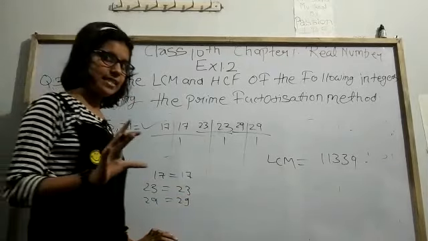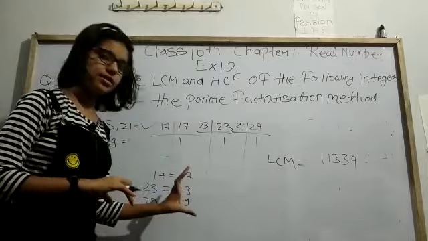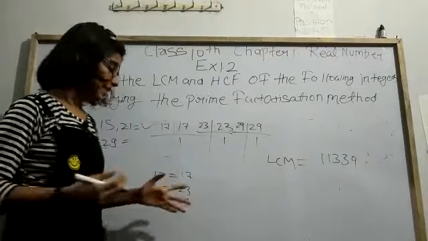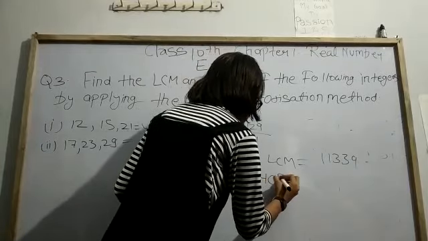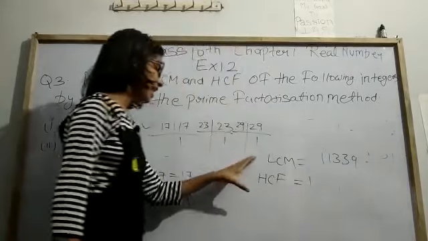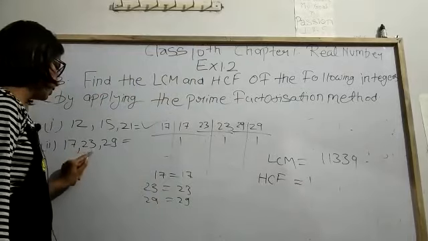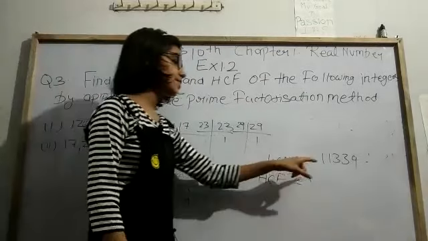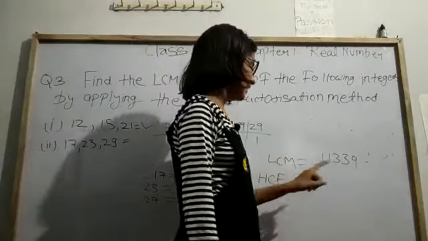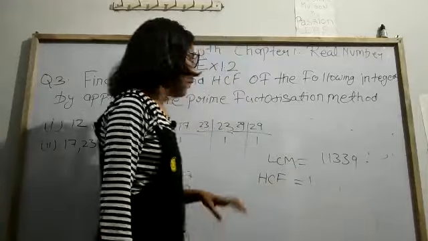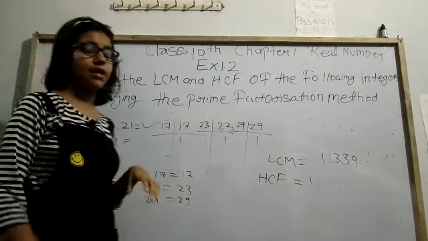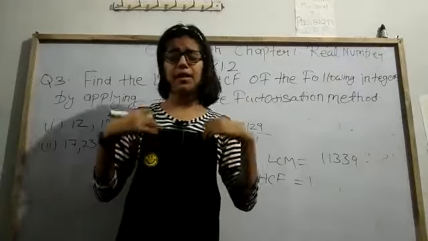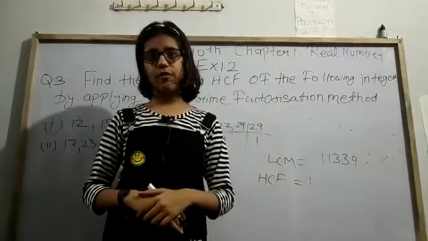Now what we can see is that no number is common, so we can say that HCF equals 1. So what is the LCM of 17, 23 and 29? The LCM is 11,339 and the HCF is 1. So finally our question number 3, first and second parts are solved, and now let us meet in my next video. Thanks for watching the video.